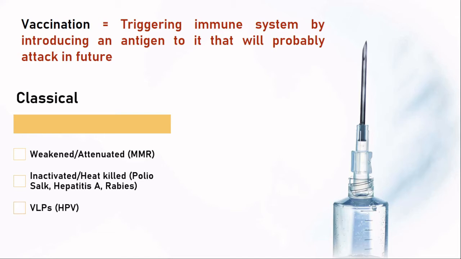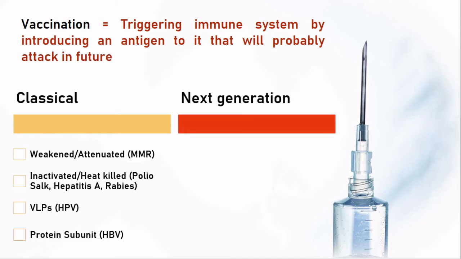There are vaccines created with the help of virus-like particles. Gardasil is the product given for human papilloma virus, and a protein subunit vaccine in the case of hepatitis B virus is also being administered, which also comes under classical. But now we have something called the next generation of vaccines or strategies.